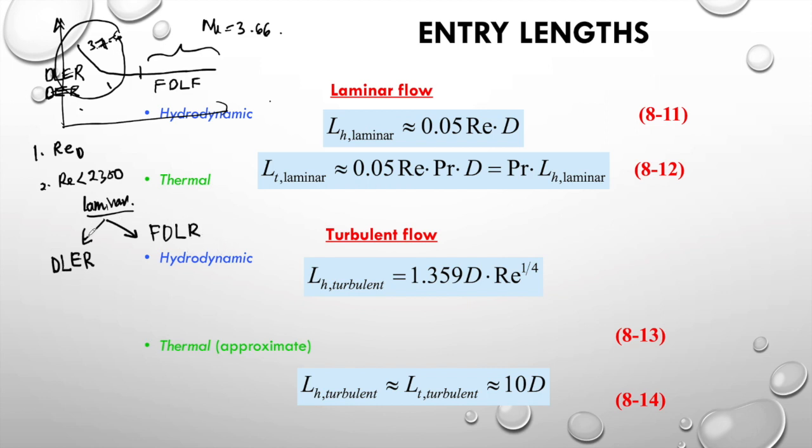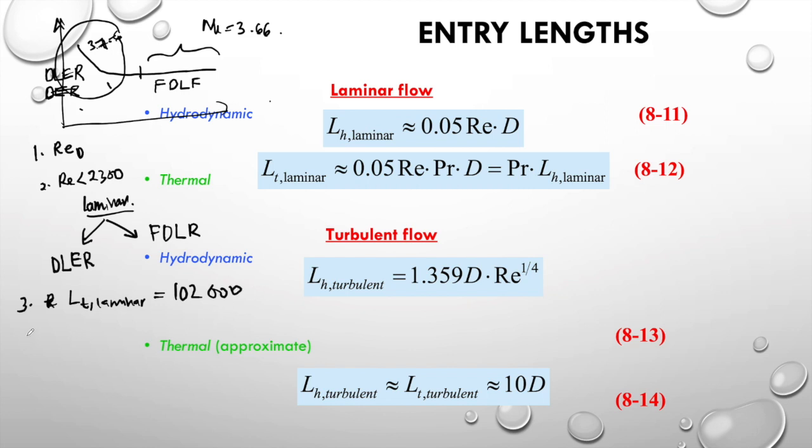Okay, how do you know whether your tube is under developing or fully developed flow? You have to calculate the entry length. So calculate the entry length from your Reynolds number, plug in all the values, and you will get it. From the previous example, your LT laminar is about 100,000.